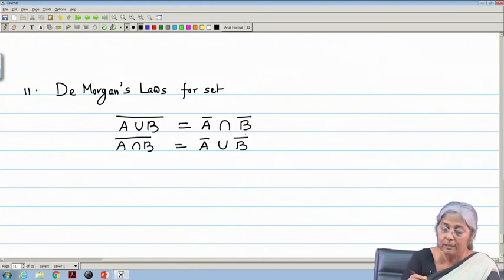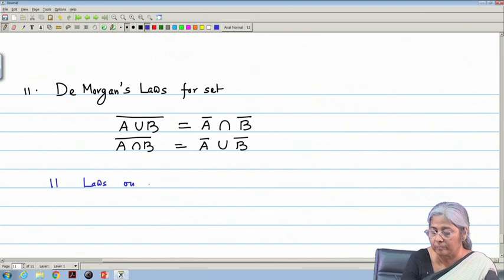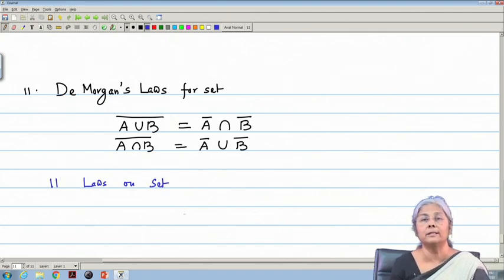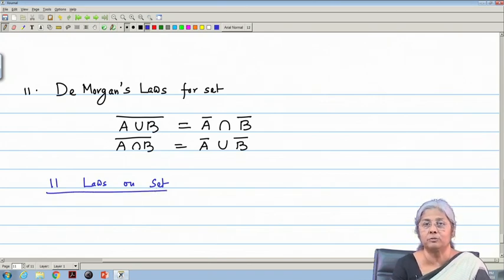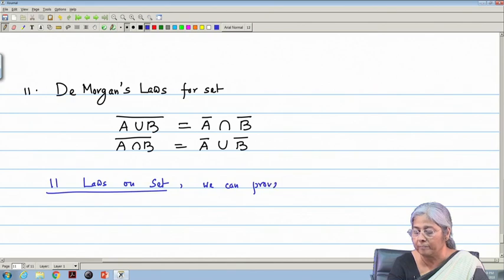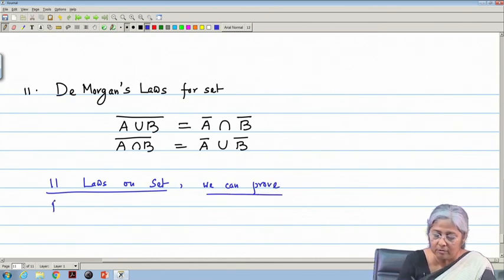So, these 11 laws on sets, though we are telling these are properties, actually any one of these laws we can prove logically. So, sometimes we call these theorems on sets.